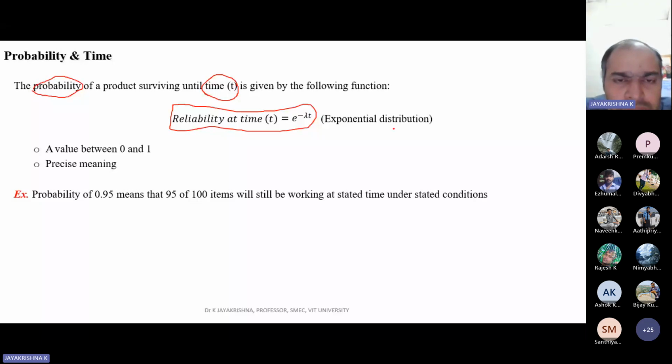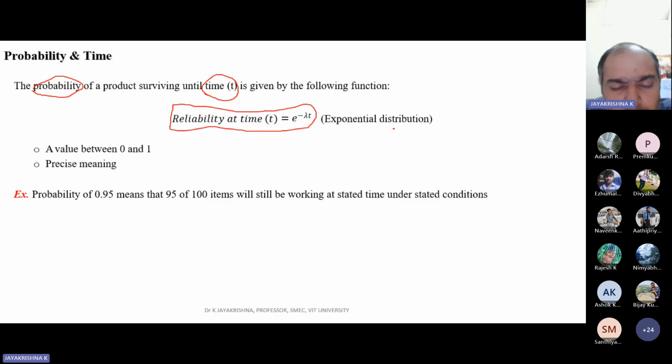In your examination, when I ask you to calculate the reliability of a product, if you are giving your answer as more than 1, that is not possible, first of all. And if you're giving a negative value, then you should recheck your problem, revisit your problem and check the calculations again. That's why reliability at time t, equal to e power minus lambda t, cannot go less than 0 or more than 1.